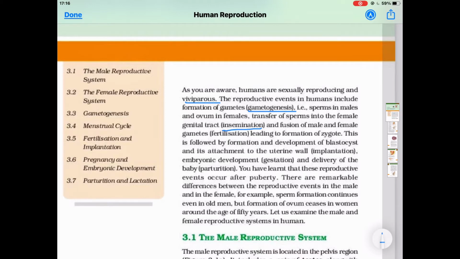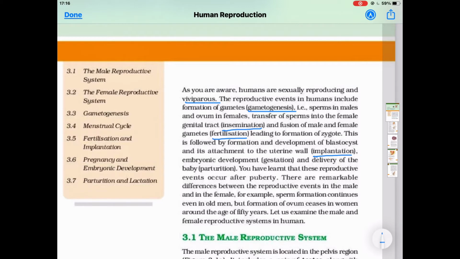And fusion of male and female gamete, the process is known as fertilization, leading to formation of zygote. This is followed by formation and development of blastocyst and its attachment to the uterine wall. This process is known as implantation. What is implantation? When the blastocyst fixes itself into the wall of the uterus, this process is known as implantation.